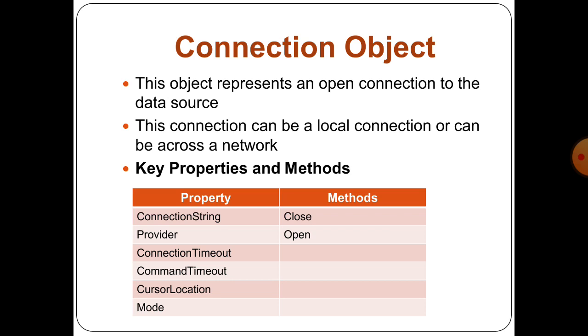For this connection object, we are having different properties and methods. The properties are connection string, provider, connection timeout, command timeout, cursor location, and more. In the methods we are having the open method and the close method. These are the two methods applicable for the connection object.